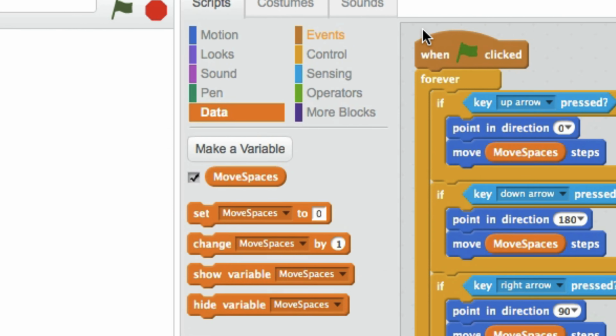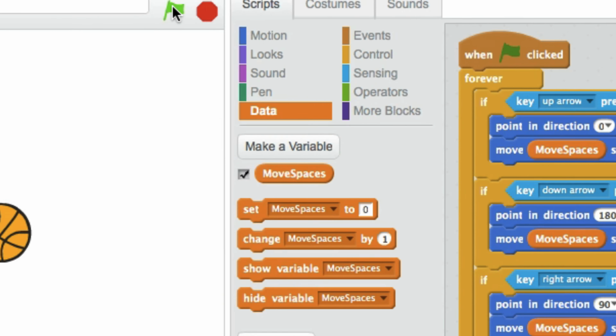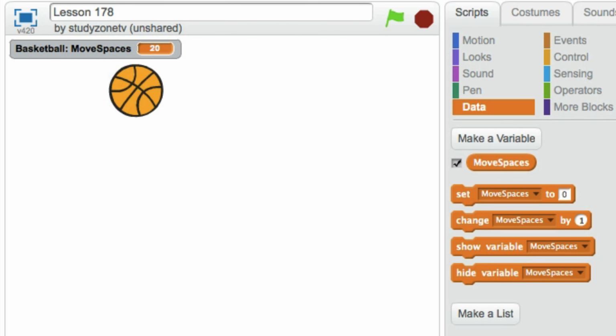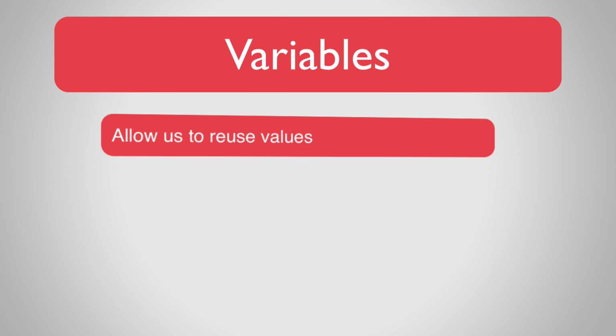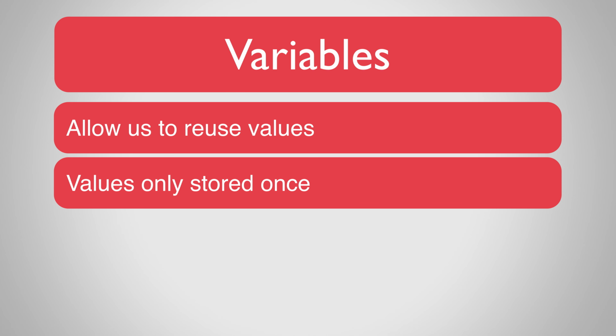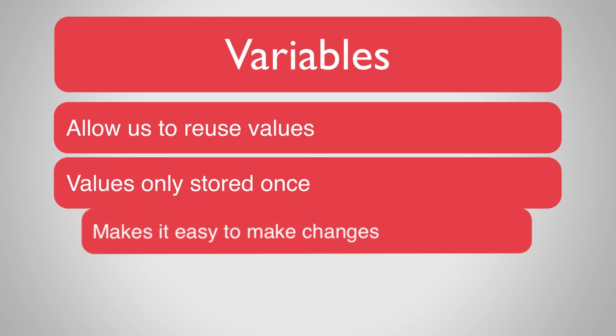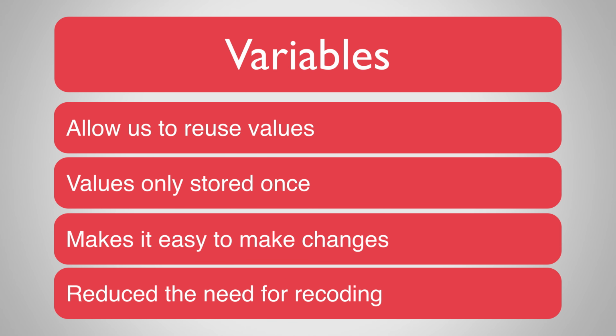Let's stop our program and try changing the value of Move Spaces, say to 20. Now when we run our program, the value of 20 will be used in all the Move blocks. As you can see, the ball is now moving far more quickly. Variables allow us to use the same value at many different points in our program, but we only have to store it once. This makes it very easy to make changes to a value without having to rewrite lots of pieces of code.